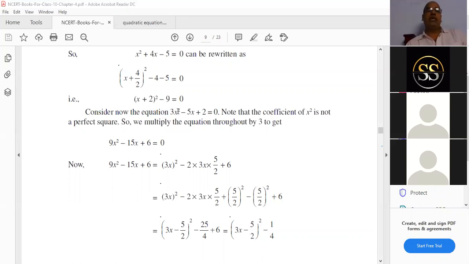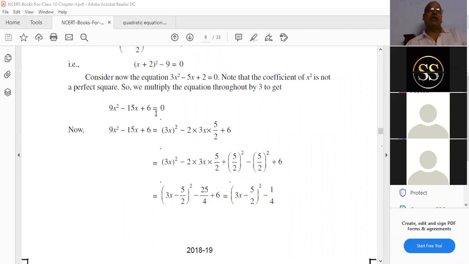Now it becomes 3 3s are 9x square, 3 5s are minus 15x, 3 2s are 6 is equal to 0. Now this is my new equation. Now 9x square can be written as 3x whole square. Here a means 3x. Minus is there, now minus 2ab. 2 into a, which is 3x. 2 3s are 6x.